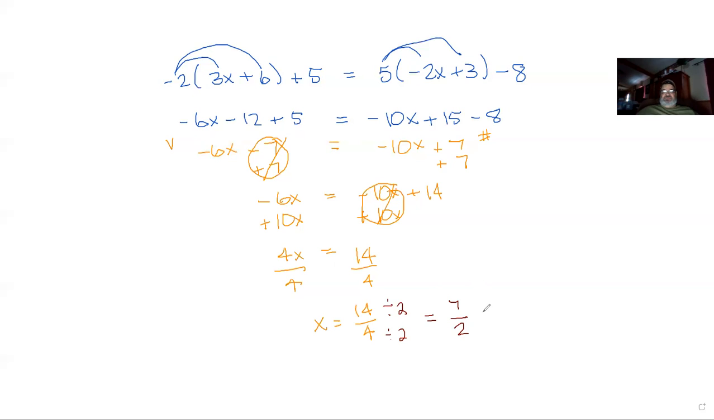But if for some reason you need to give the answer as a mixed number, 2 goes into 7 3 times with 1 left over. So either of these would be acceptable answers.